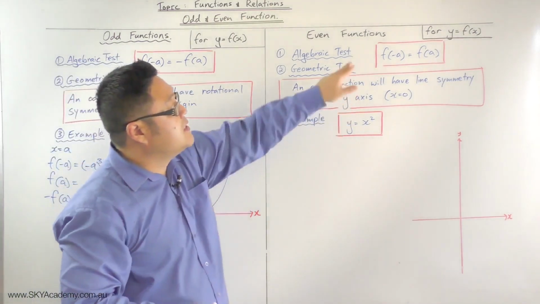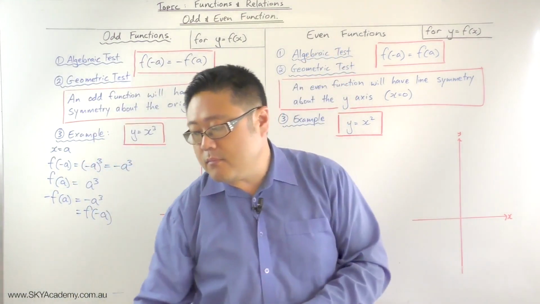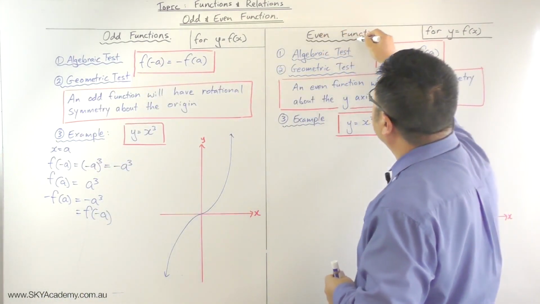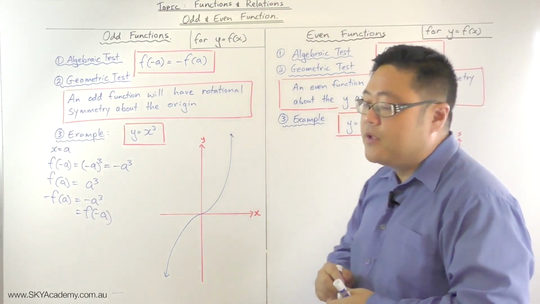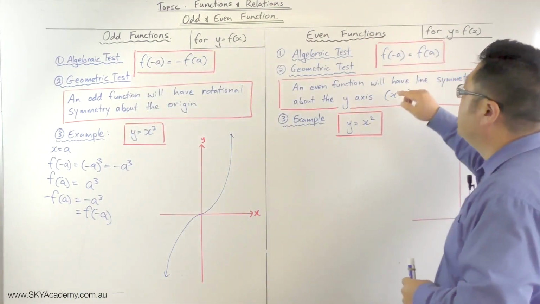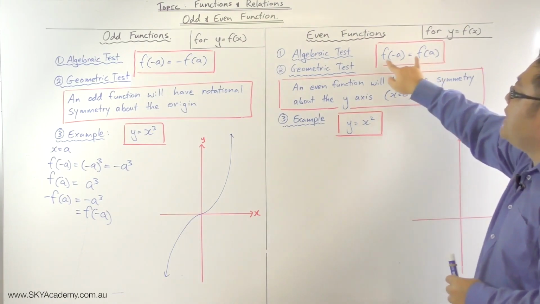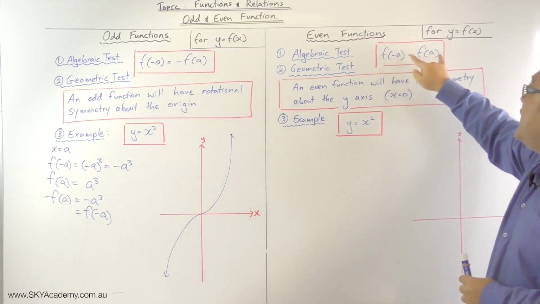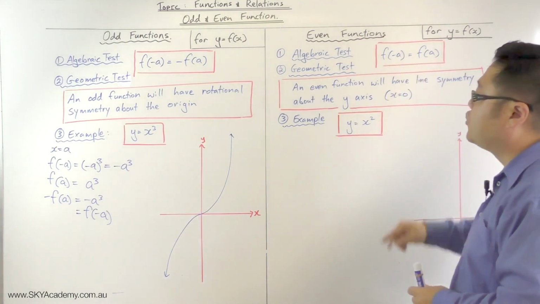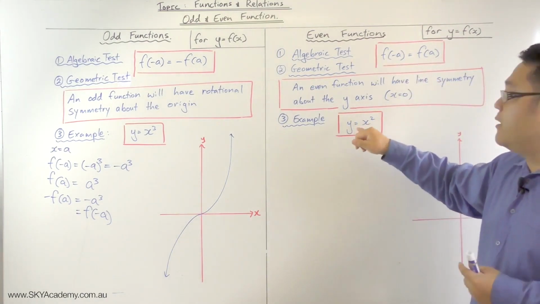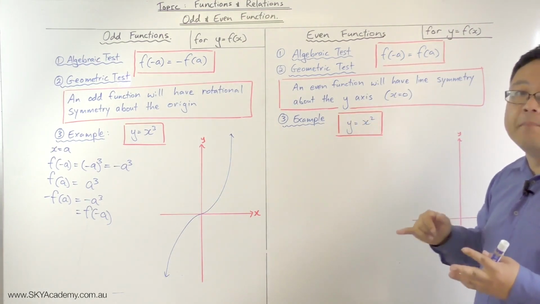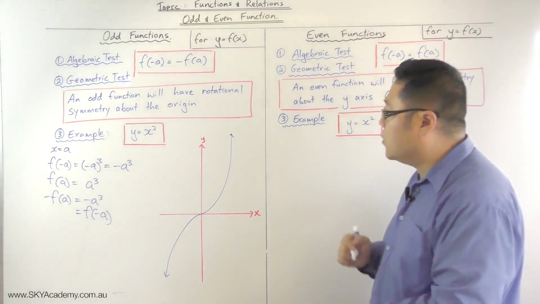When it comes to even functions, all right, and let me just underline the heading here. When it comes to even functions, the algebraic test would be f of minus a is equal to f of a, right? And this will be true of functions where y is equal to x to the power of an even number, okay? So let's have a look at that.